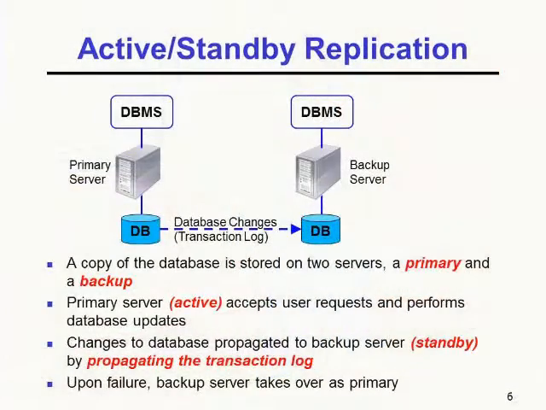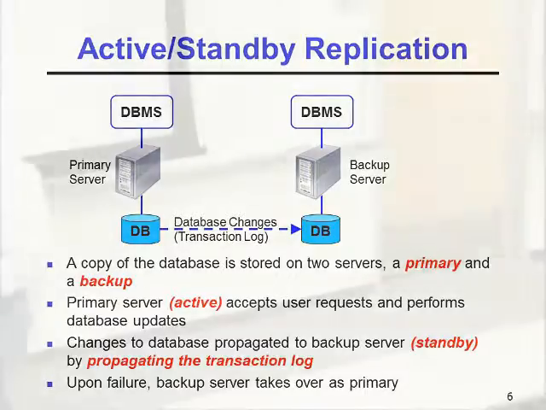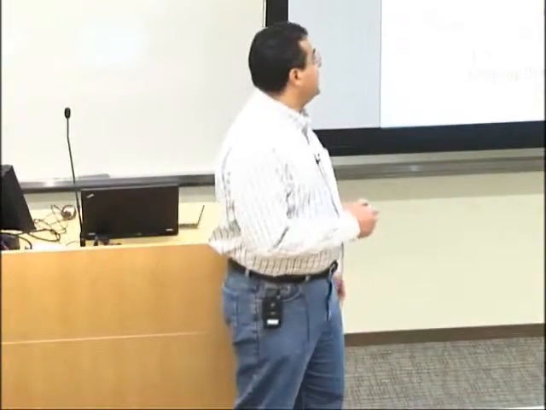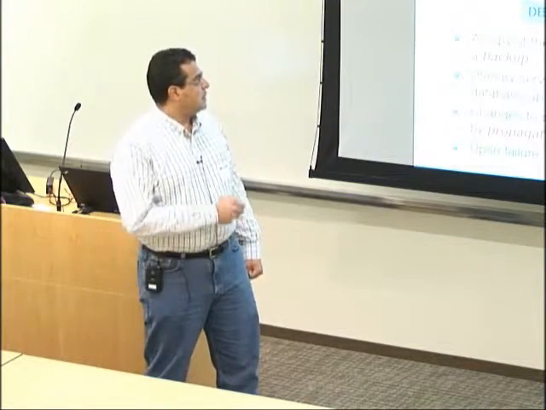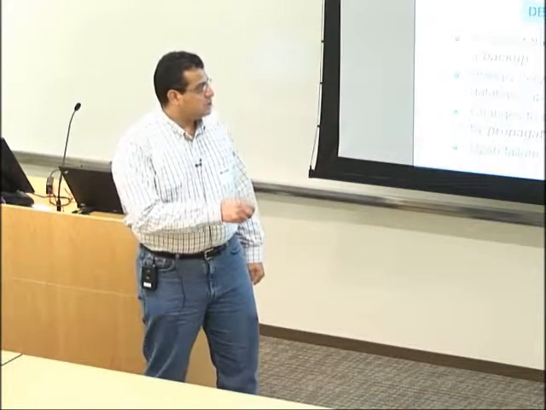Now, high availability has been around for a while. There are many high availability solutions out there. One common way to do high availability is to do active standby replication. When you do active standby replication, you run two copies of your database, one on a primary server and one on a backup server. The primary is the active server. It accepts user requests and performs queries. The backup is a standby server.